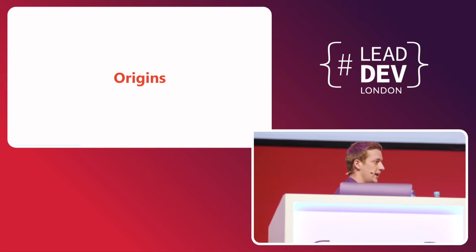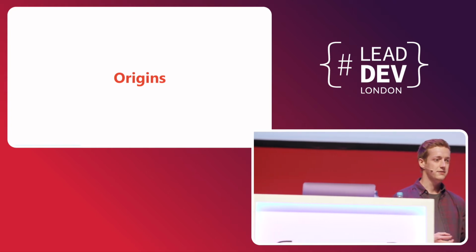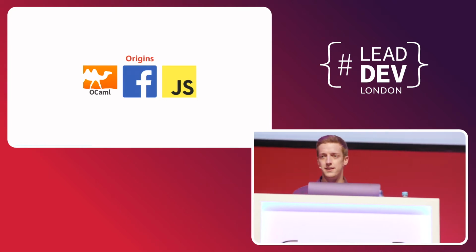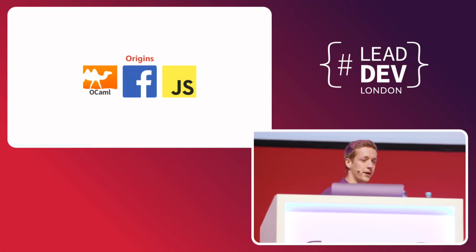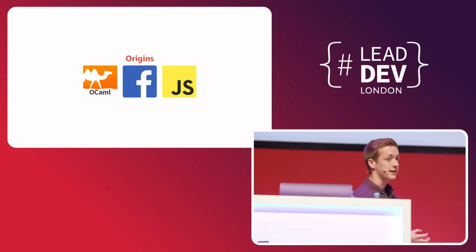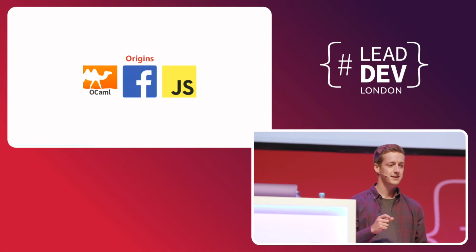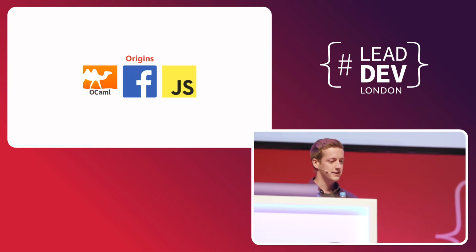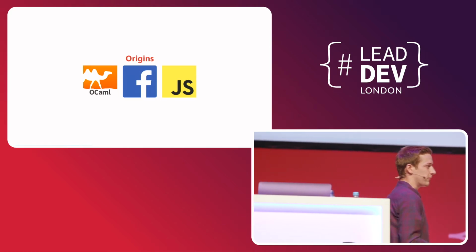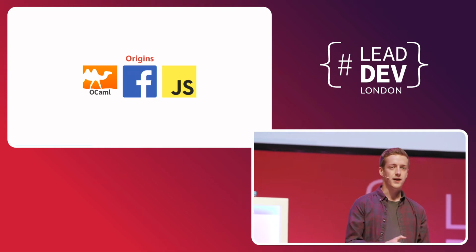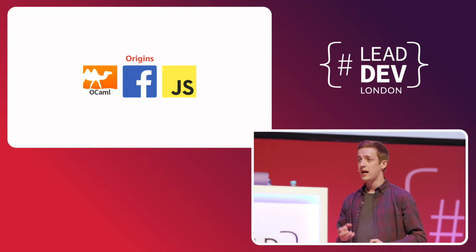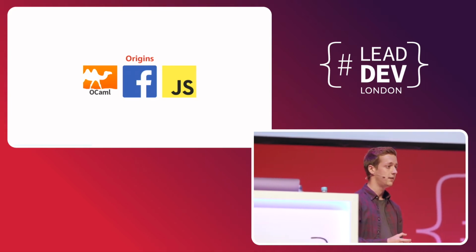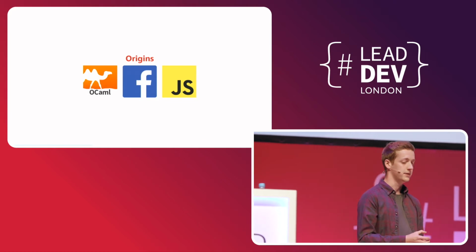So Reason isn't really a new programming language, it's a new syntax for OCaml. And OCaml is a functional programming language which originated in the 90s and was very popular in academia. Nowadays, it's commonly used by banks and financial institutions where code correctness is a key priority. But its syntax is often seen as a bit of a hurdle when onboarding new developers, and Facebook saw an opportunity here. In fact, Jordan Walke, one of the core developers behind the React project, came up with this idea, and he wanted to bring OCaml to a whole new audience by making the syntax more familiar for JavaScript developers.